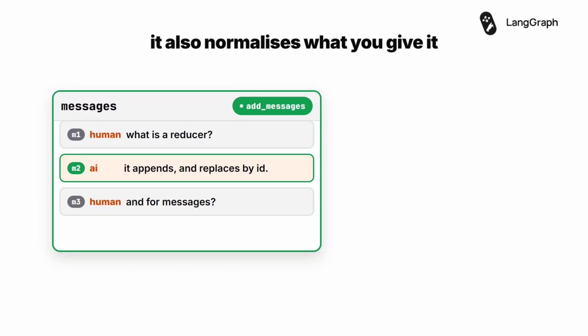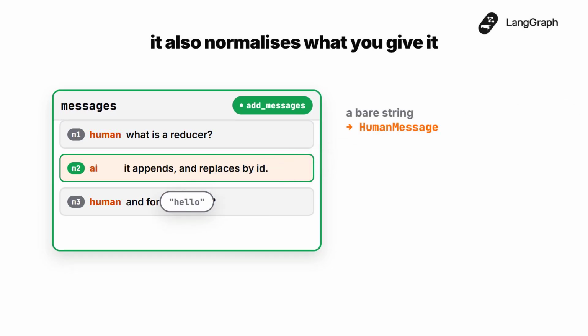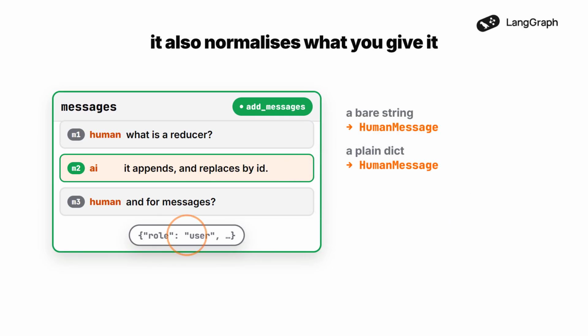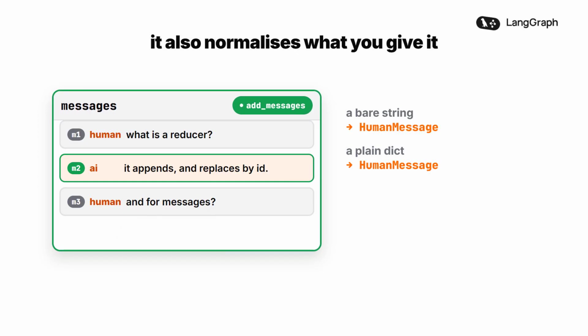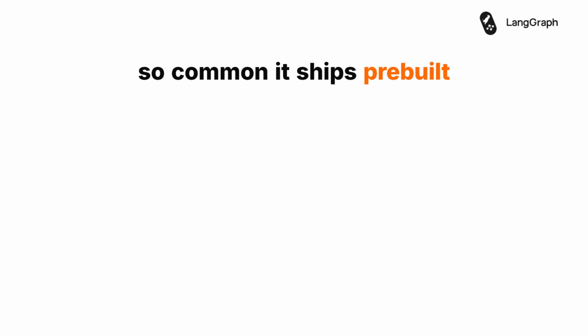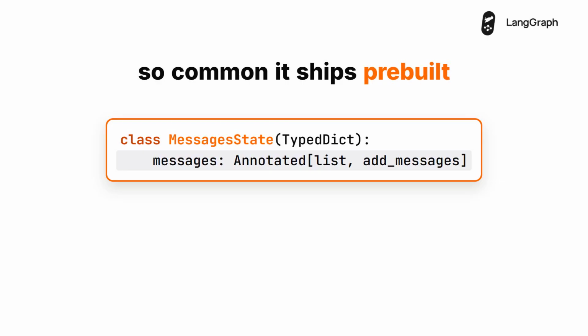Add messages also normalizes whatever you give it. Hand it a plain string and it becomes a human message. Pass a dictionary in the standard chat format and it becomes a proper message object. And because the pattern is so common, LangGraph ships a ready-made schema called MessagesState, which is exactly 1 field annotated with this exact reducer. One last piece, and it is about boundaries.